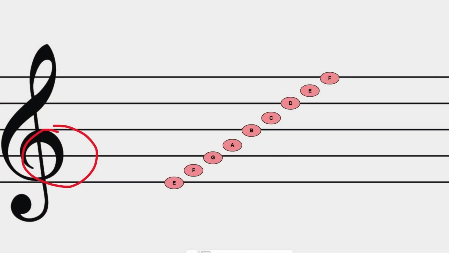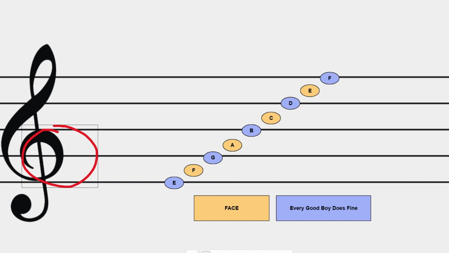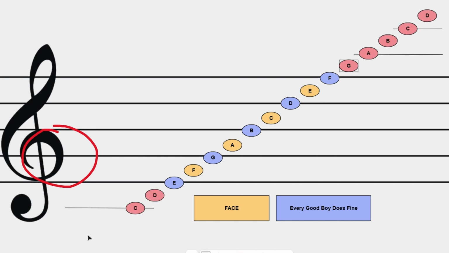Doing that every single time is a pretty slow process though, so we can memorize where these spots are using mnemonics. So for the spaces, we have F, A, C, and E. You can just remember those as the word face. For the lines, we have E, G, B, D, and F, and you can remember that as the phrase, every good boy does fine. Remember, the notes do keep continuing beyond these, so you can continue filling in your ledger lines as far as you need to go for whatever note you're trying to hit.